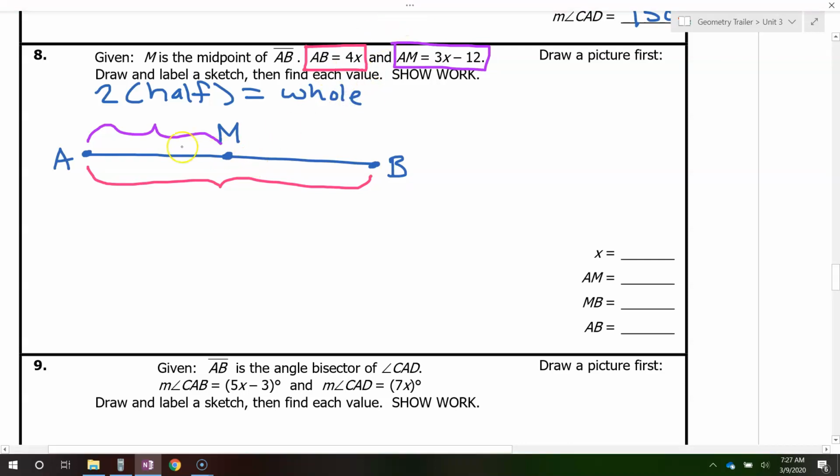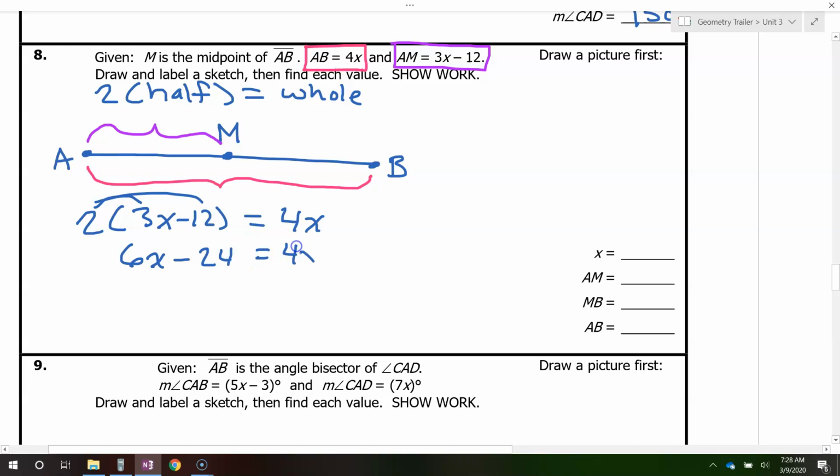Now, the half is AM, the purple. So when I do 2 halves, I'm going to do 2 times the purple. 3x minus 12, that's the half. Equals the whole, which is red, that's going to be the 4x. After a little distributive property, we will have 6x minus 24 is equal to 4x.